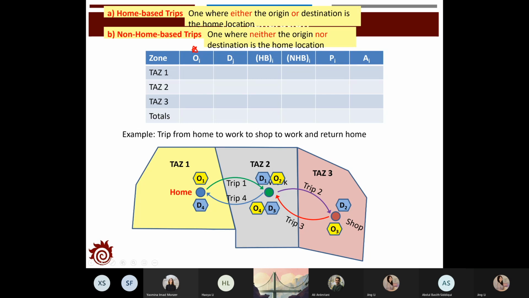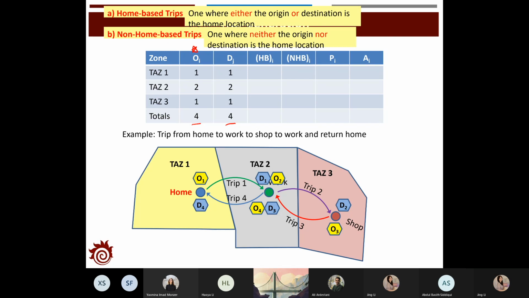So that's the origin and destination. With that, we can find out: zone 1, 1 origin and 1 destination; zone 2, 2 origins and 2 destinations; zone 3, 1 origin and 1 destination. In total, we have 4 origins and 4 destinations. This makes sense because we have 4 trips, so we will have 4 origins and 4 destinations.